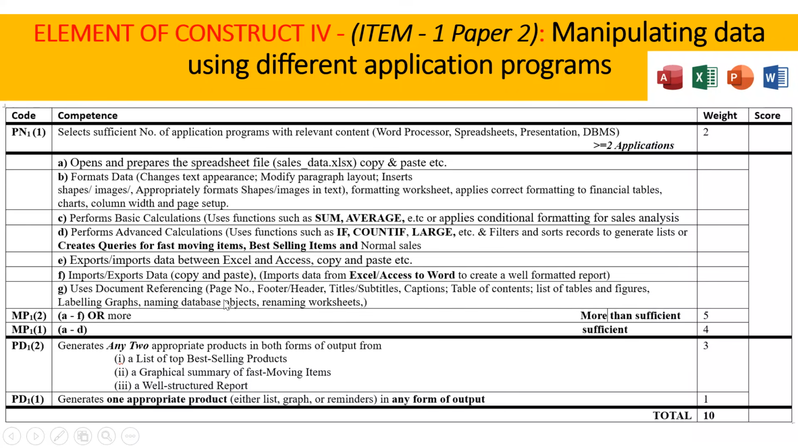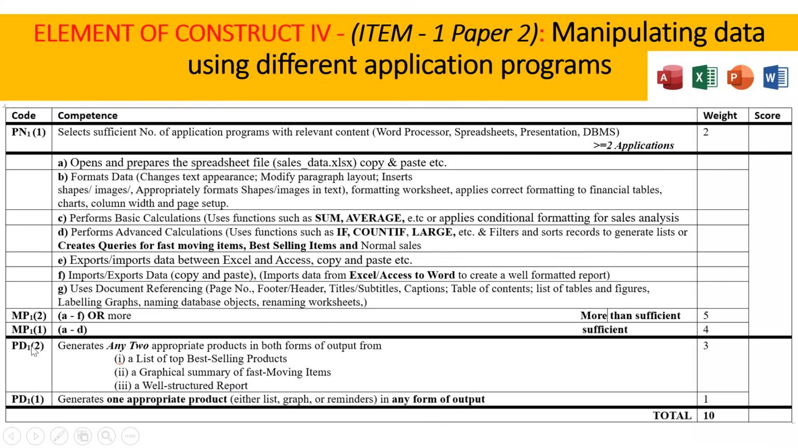We have used document referencing features. We have added headers and footers. We have put captions. We have put table of contents. We have put list of tables, figures. We have labeled our graphs very well. We have named our database objects very well. We also renamed the worksheet. This is what the score sheet is all about. And now MP stands for data manipulation, how the candidate is manipulating data using those different application programs. So if a candidate has done from A up to F, we are seeing that this candidate has done more than what is sufficient, that is 5.